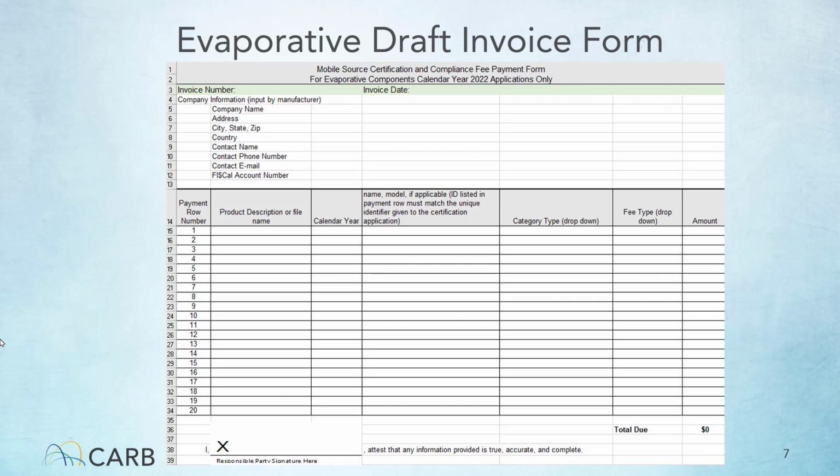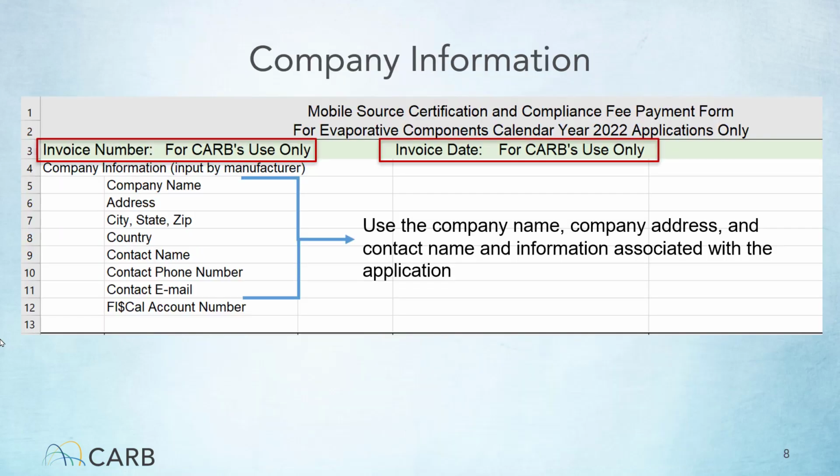I would now like to explain how to create a draft invoice application when seeking certification for evaporative components and portable containers. At the top of the form are fields for invoice number and invoice date. Please leave these fields blank. They are for CARB use only. Please fill out the company information fields using the information for the company that will be listed on the certification application as the manufacturer of record.